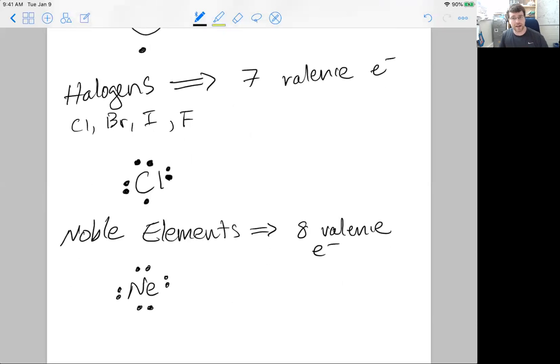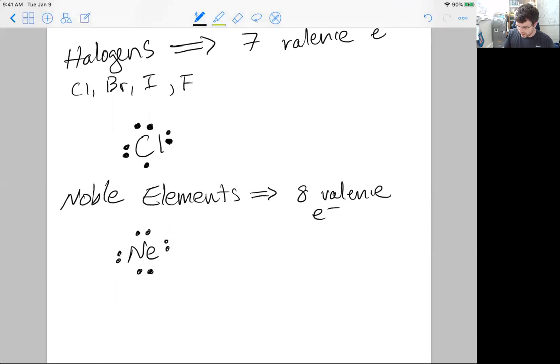Now, another caveat as you're drawing Lewis dot structures of elements is that we want to have the electrons as close to the atomic symbol as possible. So bad technique would be if we had neon, for example, and we put electrons kind of spinning out. Instead, we want those pairs flat, pressed up against the atom. So this is a quick and dirty look at drawing Lewis dot structures of atoms.